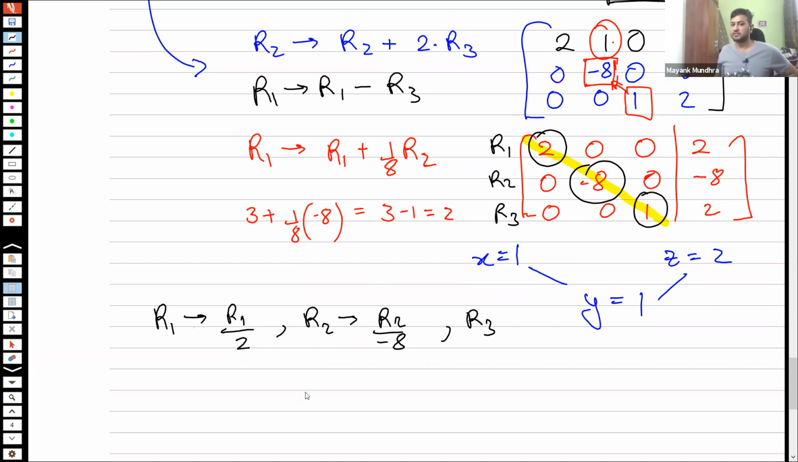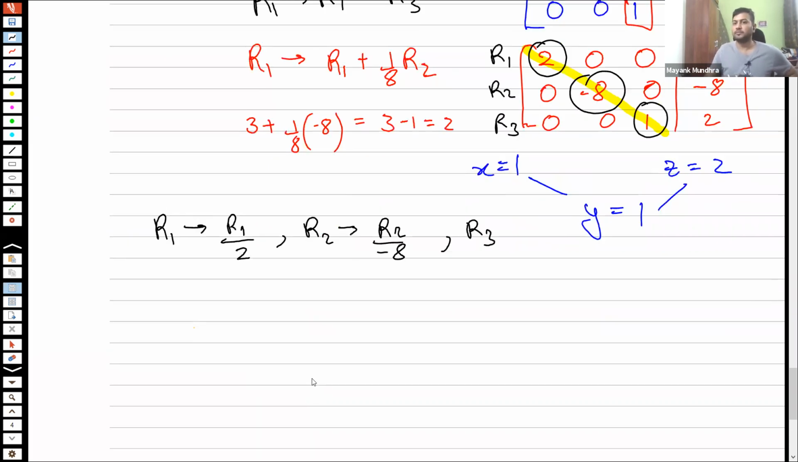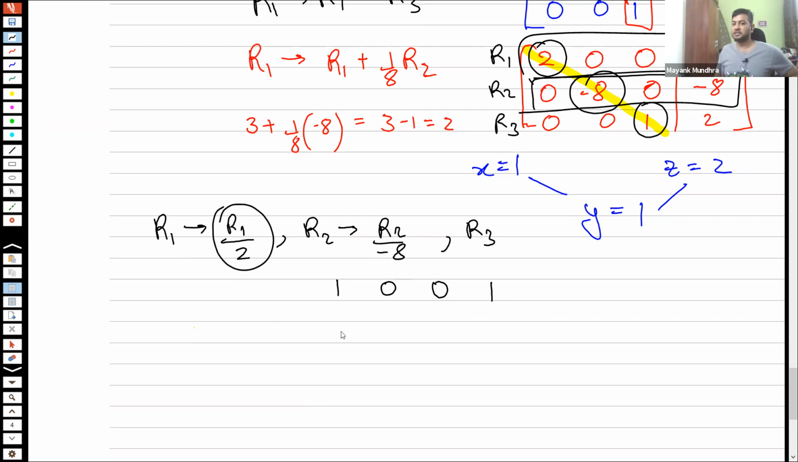So leave it as it is. When you do that, this entire row gets divided by 2. When I divide the entire row by 2, all the numbers get divided by 2. So the entire row becomes 1, 0, 0, 1. Then I divide this entire row by minus 8, so this entire row becomes 0, 1, 0, 1. And for this entire row, I'm doing nothing. So 0, 0, 1.